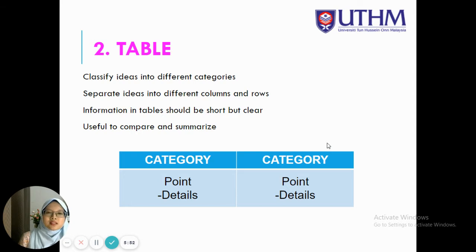All right, next one is table. You can classify your ideas into different categories, especially if there are only 2 categories, or sometimes more than 2, but the way you organize it is quite similar. You start with the first point, and it is the same for category 1, 2, 3, and 4, for example. Normally this is used for comparison. You can separate ideas into different columns and rows, and information in tables should be short, but make sure it is very clear.